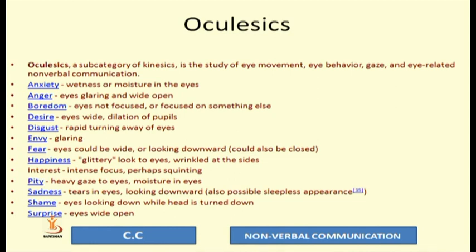Third is boredom. That means you are not at all interested. It might be because of a monotonous job, a boring job, a tedious job, and your eyes are not focused. That means you are wandering here and there. When you are looking at the infrastructure, at the walls, at different things, that is nothing but boredom. So when you are not focused, it can be easily seen with the help of your eyes. We can see over here, boredom can be reflected with eyes not focused or focused on something else.